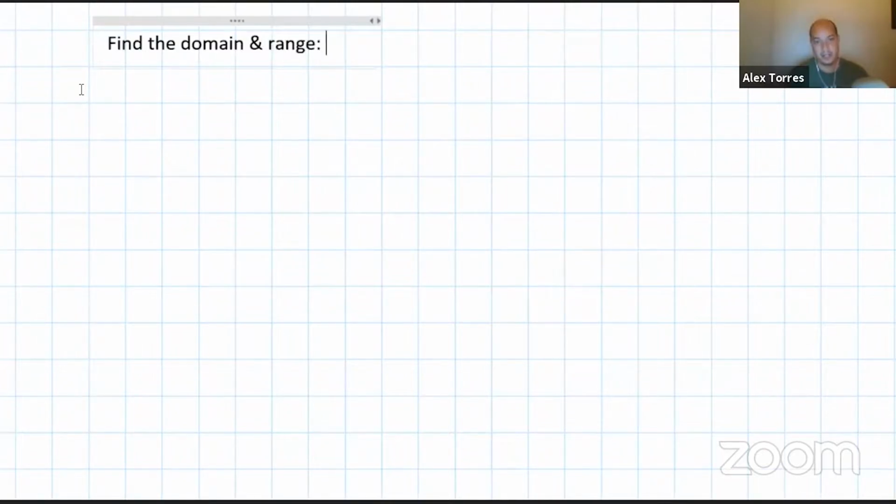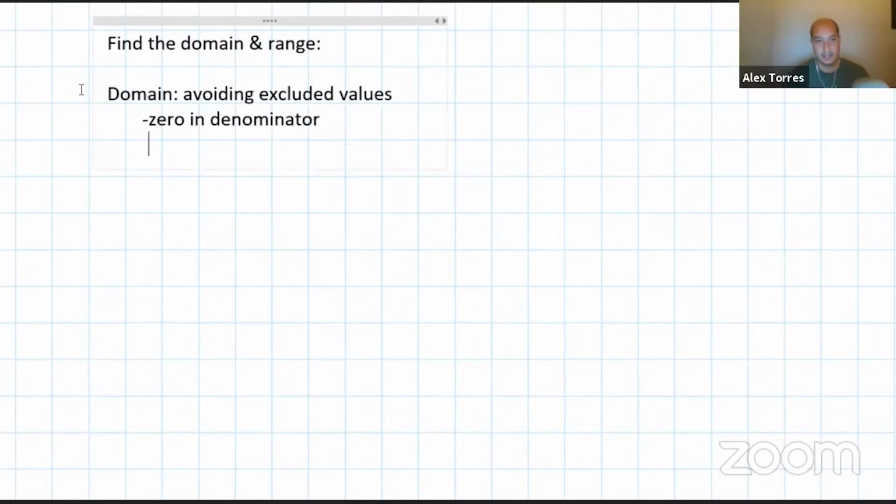So, finding the domain and range. When we're talking about the domain in particular, we're talking about avoiding excluded values. And there are two things that should be excluded in the world of math, at least at the high school level. Number one is getting a 0 in your denominator. And number two would be having a negative under a radical.